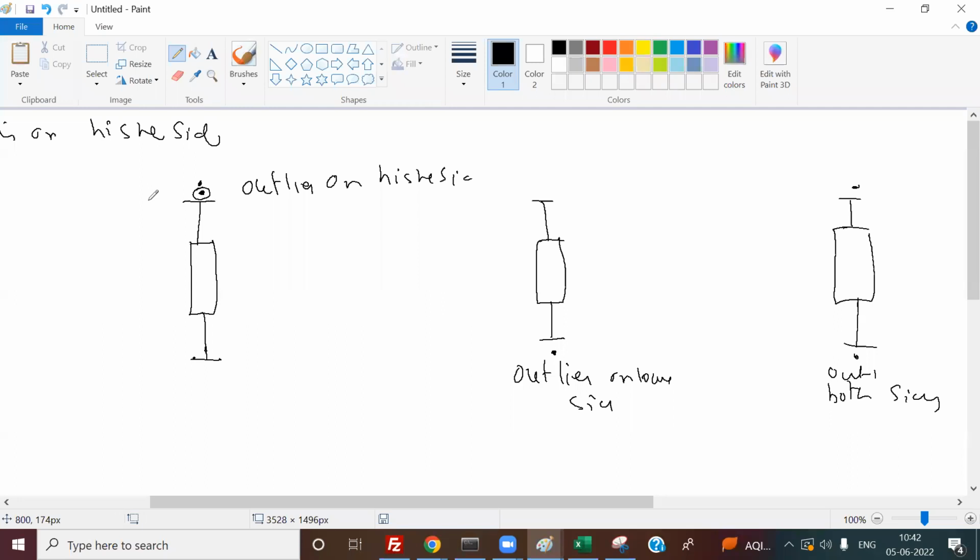ये समझ में आ रहा है? कोई डाउट है? कोई क्वेश्चंस?